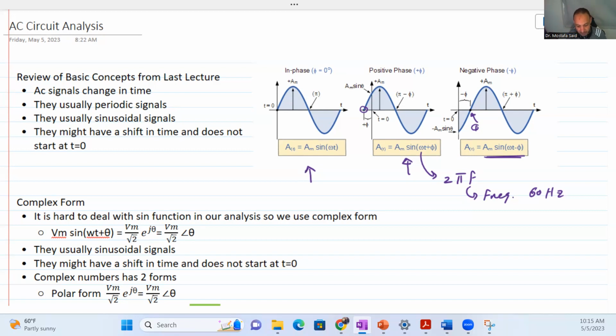We're going to write Vm sine of omega t plus theta as Vm divided by square root of 2. Vm is the maximum value of the sine wave, like this value here. This is the maximum, Vm or Am, whatever you call it. And we convert it to what is called RMS. Again, review our last lecture to refresh your information about these terms. The RMS value of any max value is Vm divided by square root of 2.